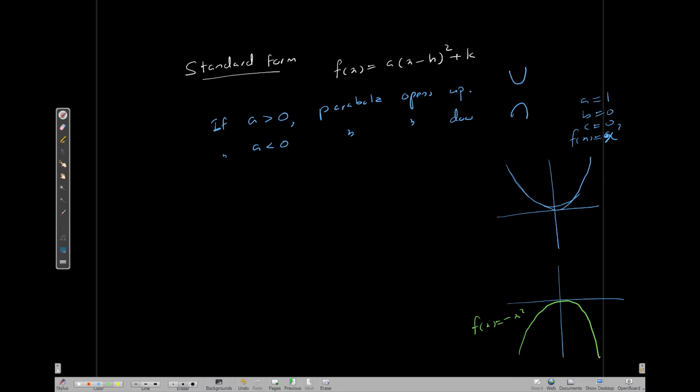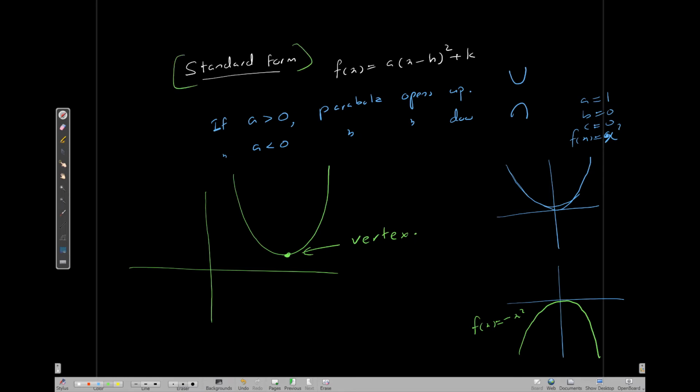In a quadratic function, let's say it looks like this. This point right here, we call it the vertex. The speciality of the standard form is this: this point actually has coordinates (h, k). Here h, here k, those two numbers will appear. That's one reason why the standard form is so important.